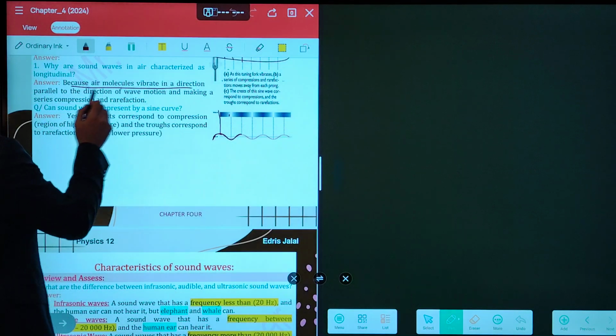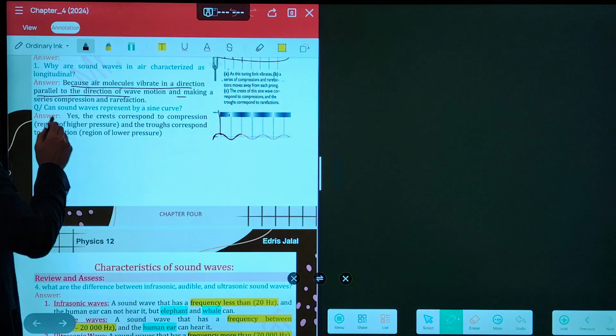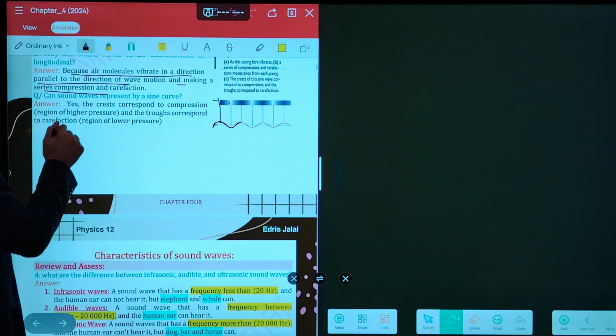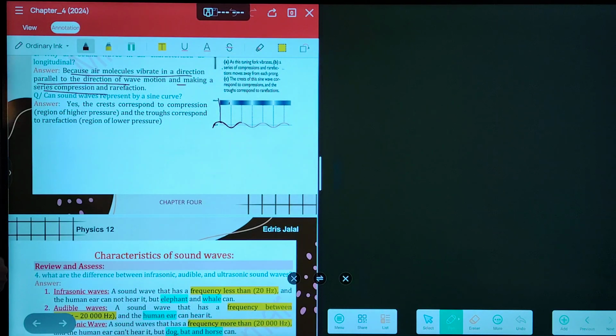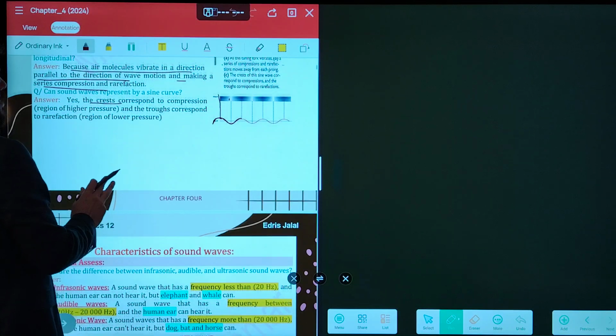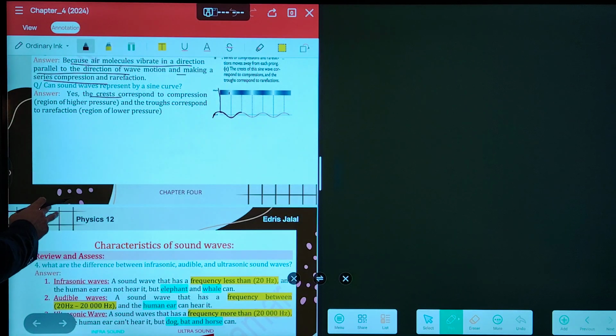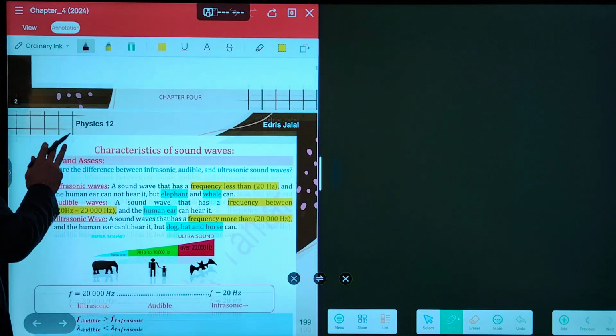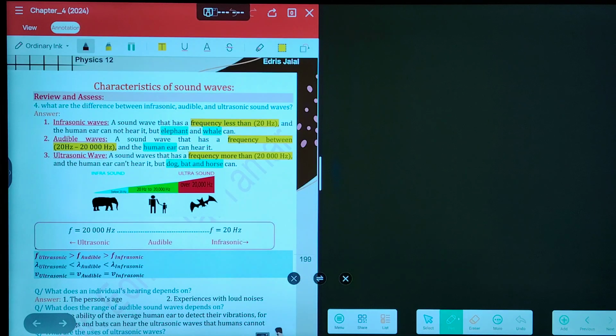Because air molecules vibrate in a direction parallel to the wave, the wave makes a series of compressions and rarefactions. Can a sound wave be represented as a sine curve? Yes. The crest corresponds to compression and the trough corresponds to rarefaction. Okay. Now we will talk about the characteristics of sound waves.